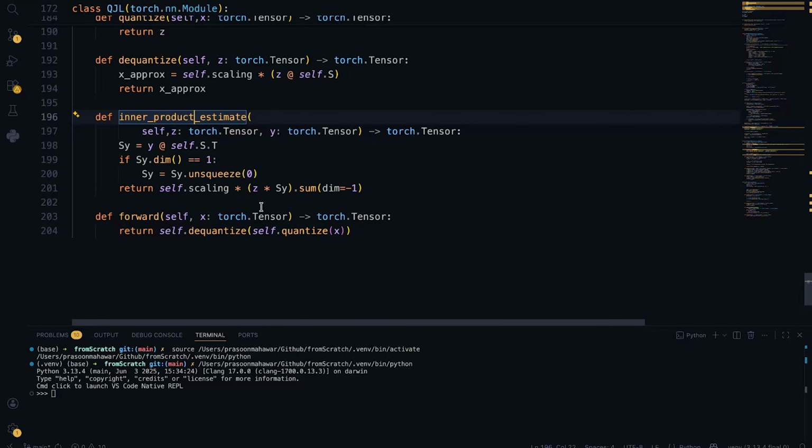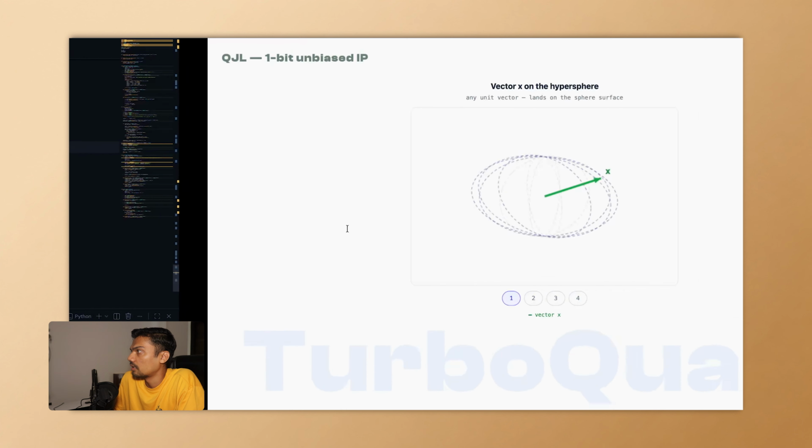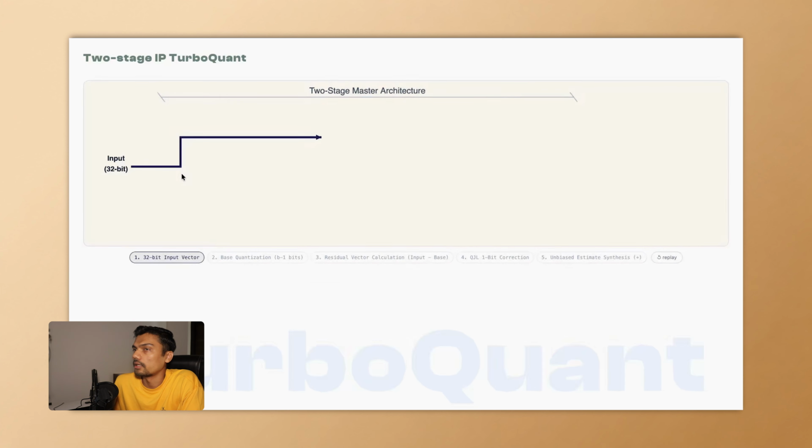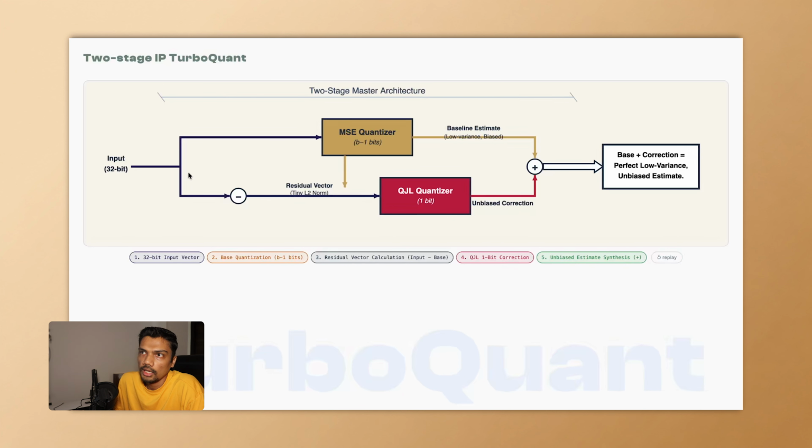Okay, now we have both pieces. So let's build the inner product optimal TurboQuant. The problem: MSE quantizers are biased for inner products. QJL is unbiased at 1 bit, but has high variance. The solution: combine them in 2 stages.